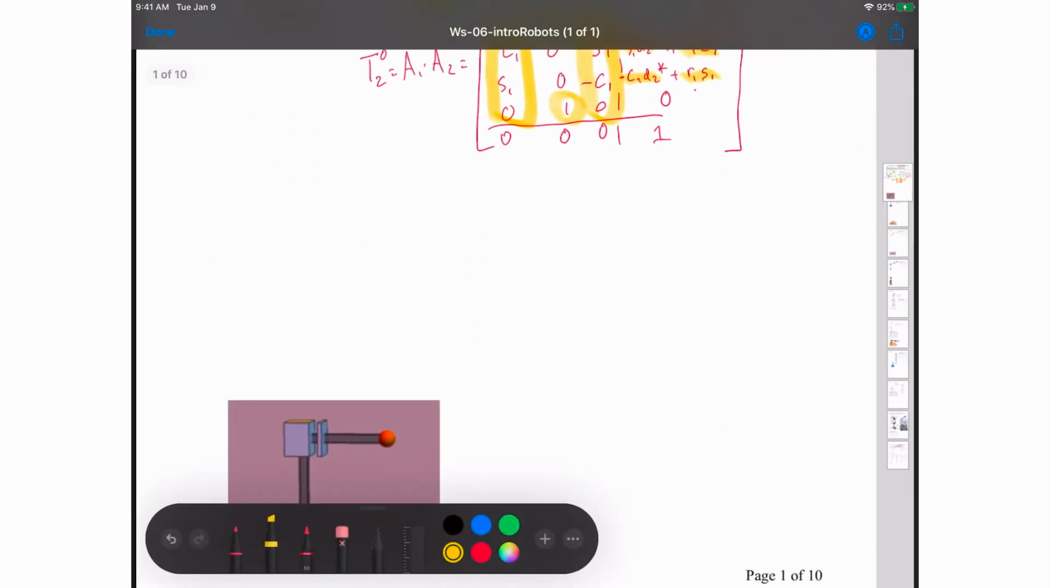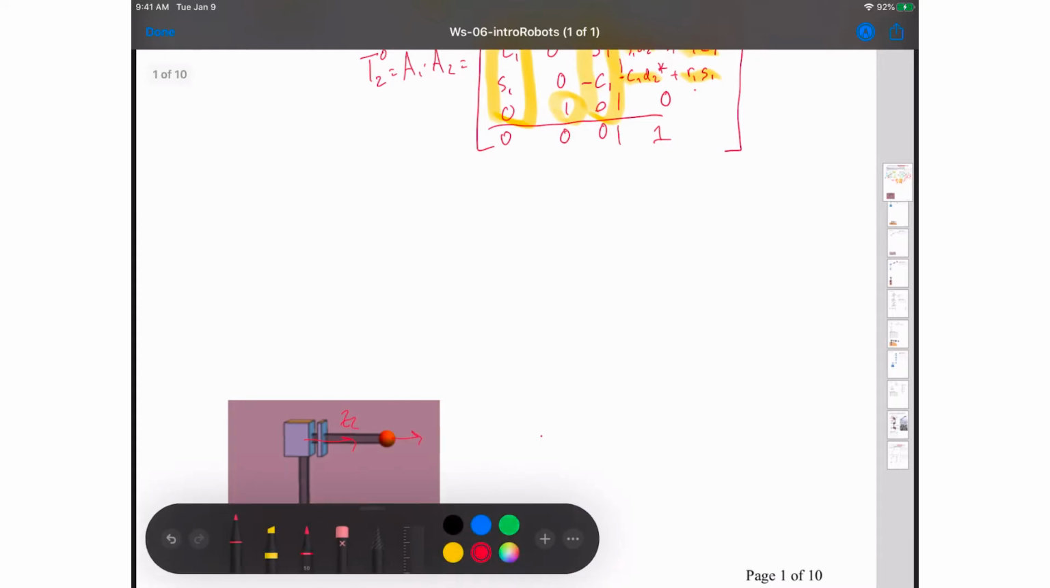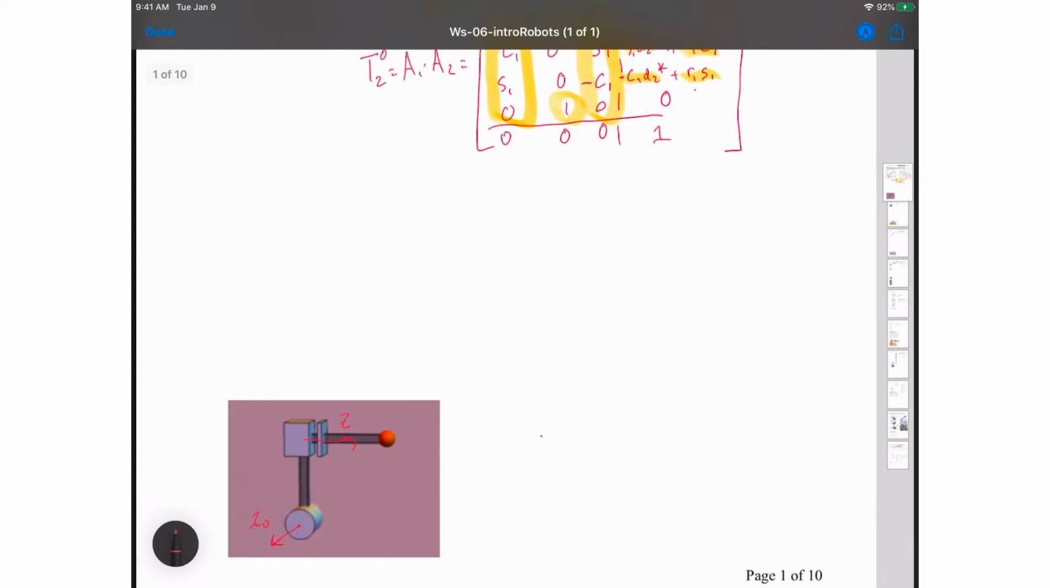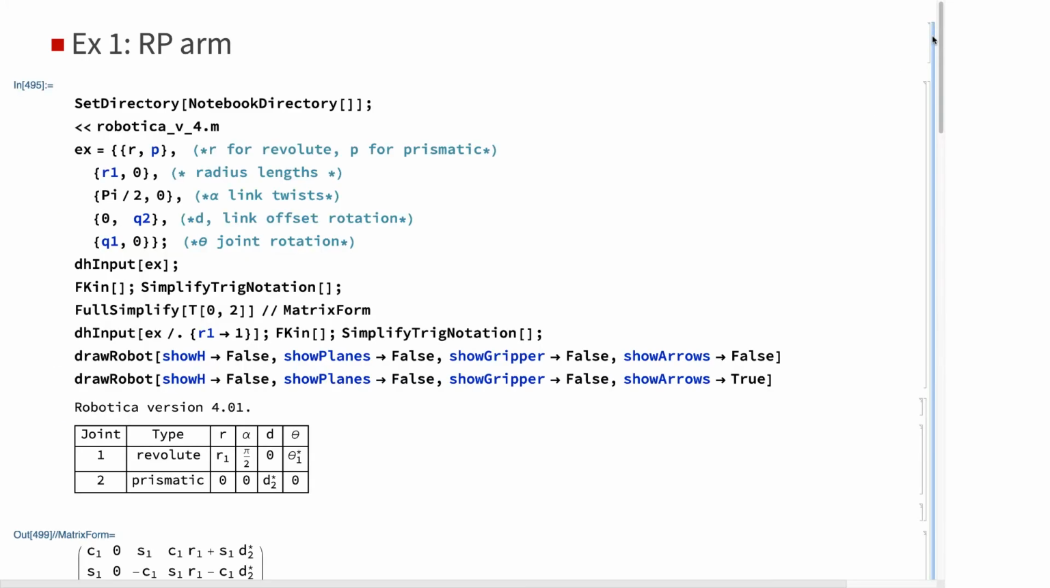Now if we look at another drawing, and this is the drawing that we're going to look at in Mathematica. You see we've got our Z0 coming out here, but we've got our Z2 pointed here. We've got our Z1 pointed here, and our Z2 is parallel with that. So let's look at that in Mathematica. Let's do my first example, this RP arm. So in Robotica, we just need to set the notebook directory and then load it.